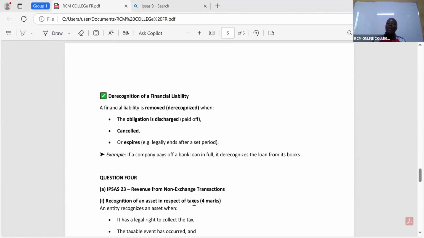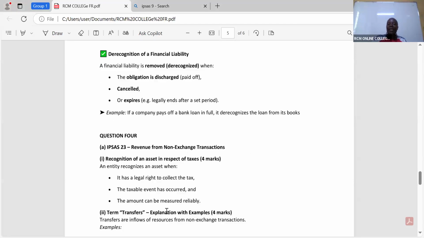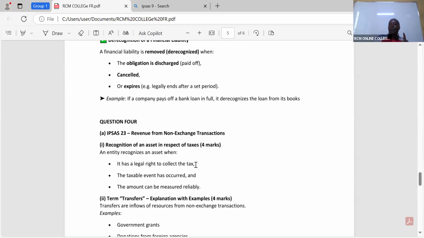taxes. So remember, this tax has just been promised to you. As an entity, as Kenya, for example, how do you recognize this cash flow that will be coming to you? So there are first of all conditions. An entity recognizes an asset, like this particular tax asset, when it has a legal right to collect the tax. The taxable event has already occurred, like the tax income for last year. The amount can be measured reliably. If you can't measure the amount reliably, then you cannot recognize that as your asset.